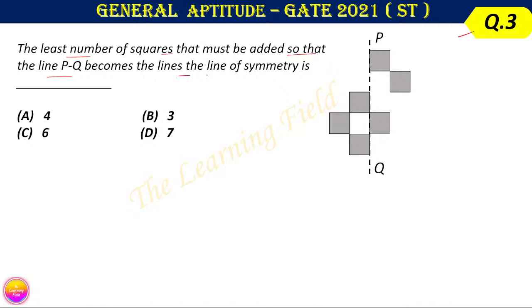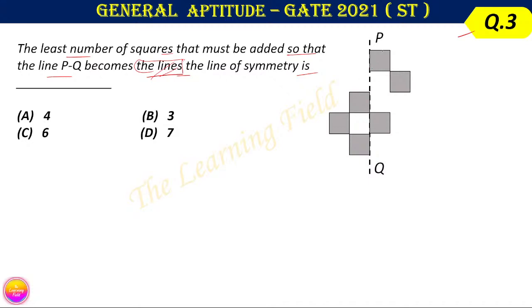I think there is a mistake during the typing. So the line of symmetry is here, 4. That means how many squares we can add in this picture so that the structure is symmetric with respect to this PQ axis.